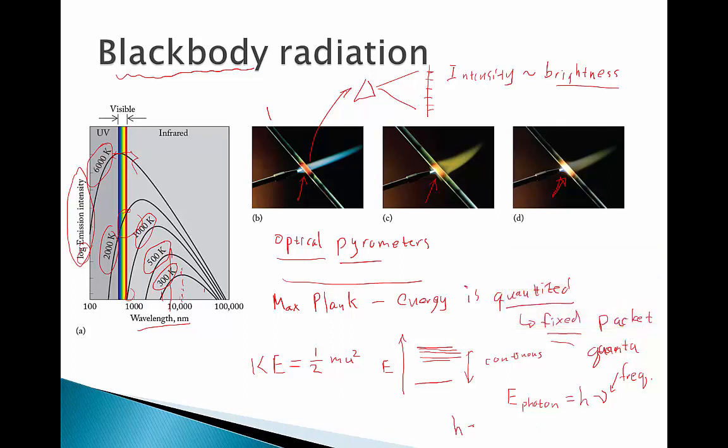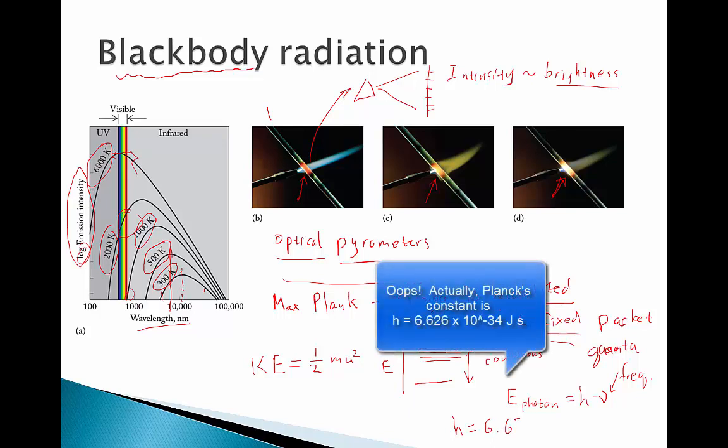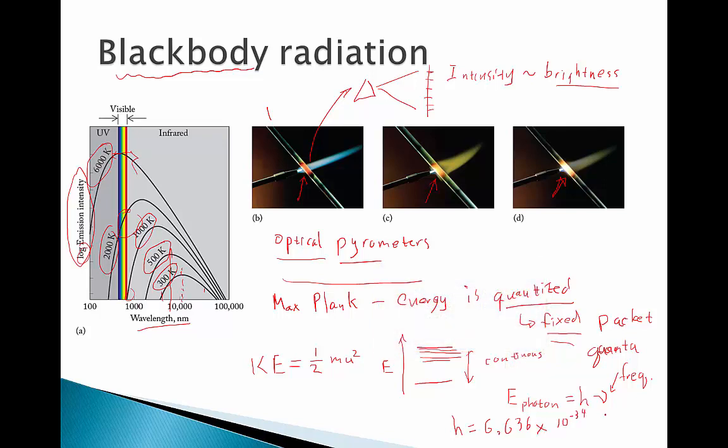And today we have measured this value in SI units as 6.636 times 10 to the negative 34th joules times seconds. That's the value of this constant, and it is now called Planck's constant, after Max Planck, who first came up with this idea. So this is Planck's constant, h. This is a very important equation. It tells us about the energy of the smallest packet of light that you can have.